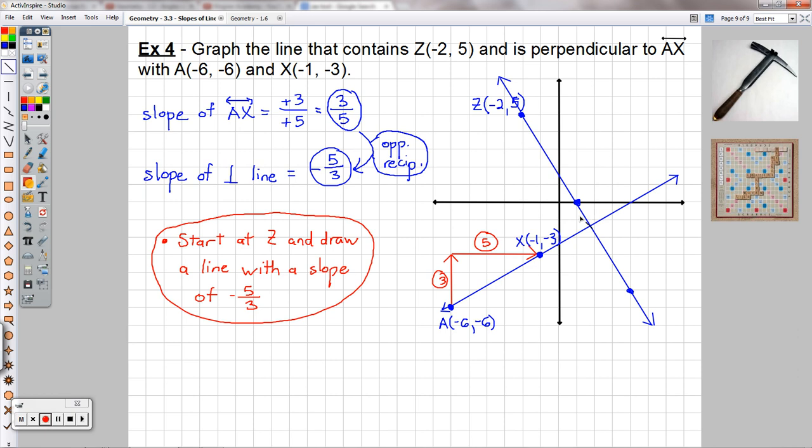This then would have to be perpendicular here and here. So this would be perpendicular. We've got 4 right angles. Remember when we have perpendicular lines.